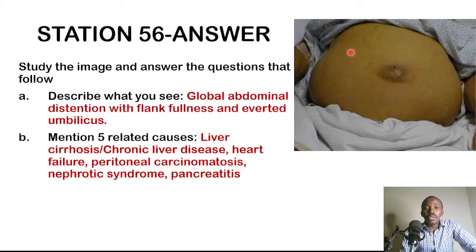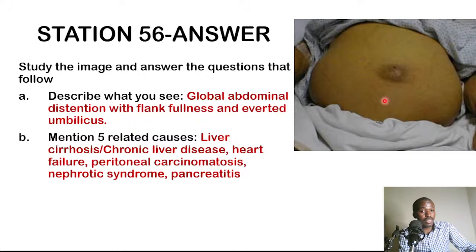So this person here has a globular abdominal distension with flank fullness. The umbilicus is inverted. As you can see here, there are even some distended veins on the surface. And generally, this patient also looks yellow. To me, this person looks yellow. The skin looks yellow. So this is most likely a liver cirrhosis or chronic liver disease.